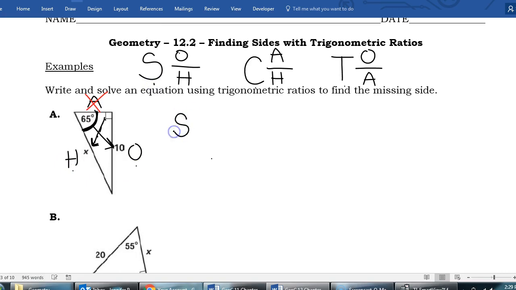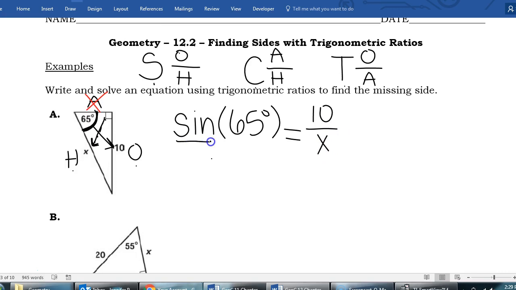I'm going to write sine of the angle, and in this case my angle is 65 degrees, equals, and I'm going to write my ratio. My ratio is the opposite over the hypotenuse. My opposite side is labeled 10. My hypotenuse side is labeled x. And now I'm going to do one more thing, which you don't really need to do, but it makes it a lot easier. I'm going to put that over the invisible 1.